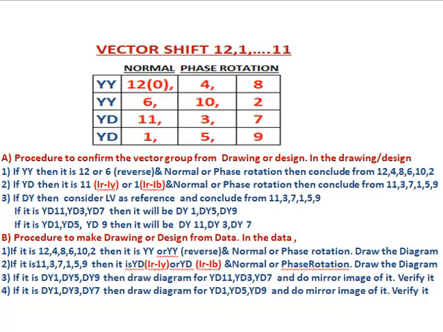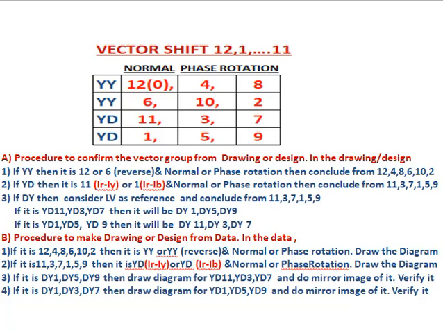B. Procedure to make drawing or design from data. In the data, number one, if it is 12 o'clock or 4 o'clock, 8 o'clock, 6 o'clock, 10 o'clock, or 2 o'clock, then it is YY or YY reverse and normal or phase rotation. Draw the diagram. If it is 11 o'clock, 3 o'clock, 7 o'clock, 1 o'clock, 5 o'clock, 9 o'clock, then it is YD, IR minus IY or YD, IR minus IB, and normal or phase rotation.